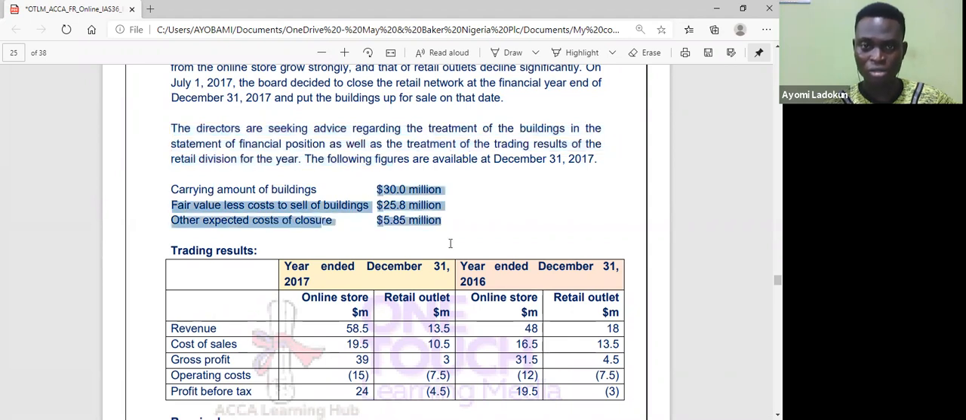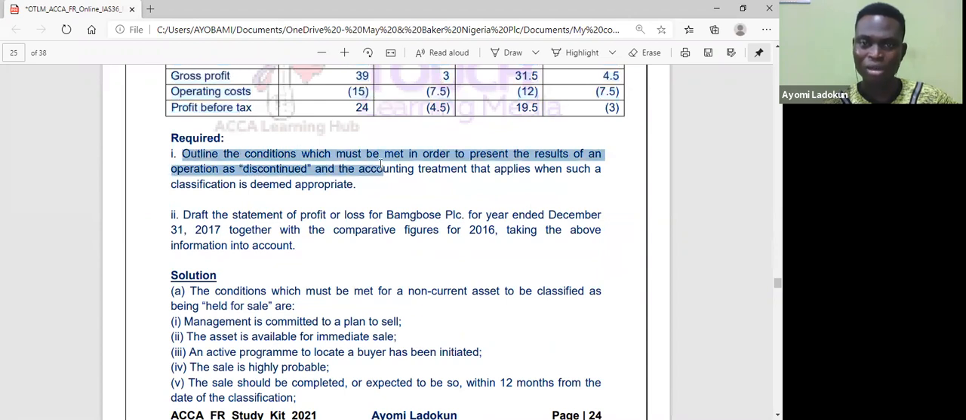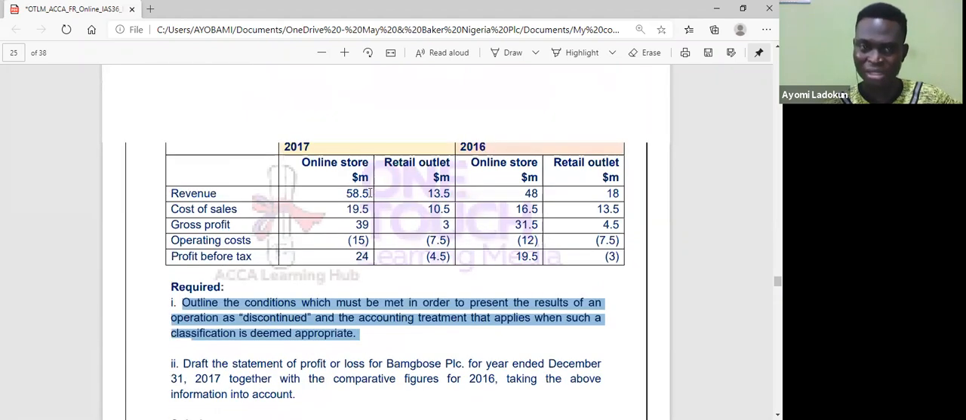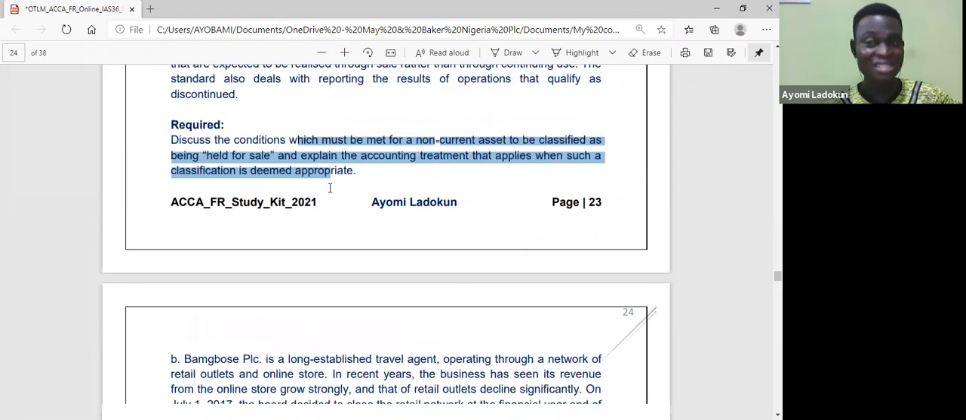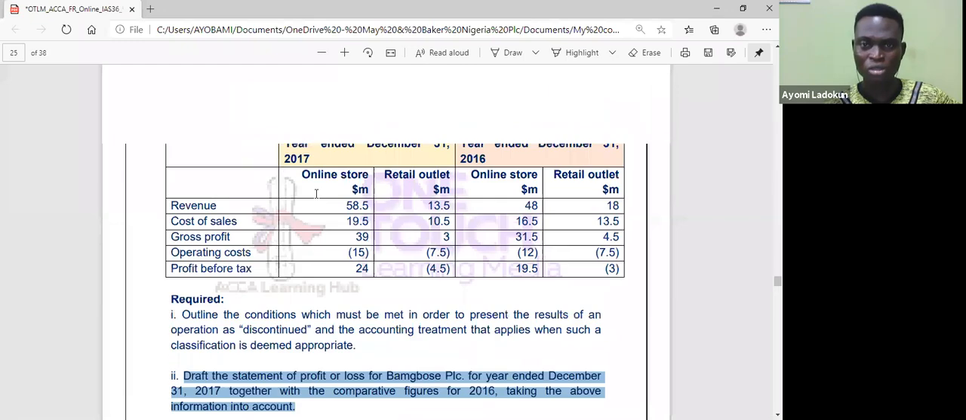So the figures are as follows. We're given the current amount of the building, fair value less cost to sell, and other expected cost. We're also given the trading result, that's like your profit or loss. Now, it says, outline the conditions which must be met in order to present the result of operations as discontinued, and the accounting treatment that applies when such classification is deemed appropriate. It's repeating part A, the same question. Now, draft the statement of profit or loss for Bangboshe for the year ended 31st December together with comparative figures. So what do we want to do here?